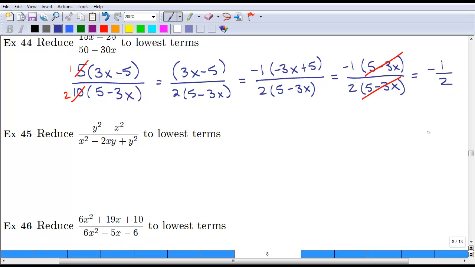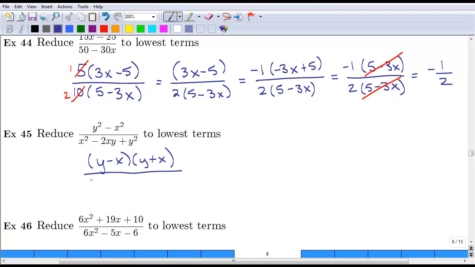So if we look at example 45, again, we're going to factor the numerator. This case is a difference of perfect squares. So we get y minus x, y plus x. And when it comes to addition, we don't have to factor out that negative because addition is commutative. We can put it in either order. Subtraction is not, because that negative needs to go along with the term it's connected to, the term that it's in front of.